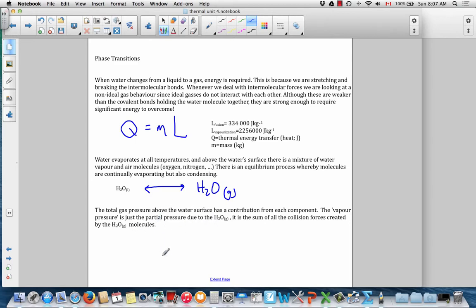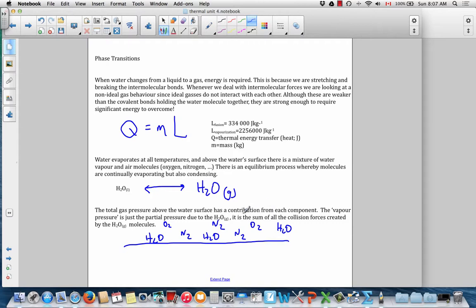Now, if we look at the water surface, so here's the liquid surface here, then above the water, there's going to be oxygen, there's going to be nitrogen. Remember, 78% nitrogen, that's air, right? And only 21% oxygen. So there's air here, but there's also H2O molecules close to the water surface here.